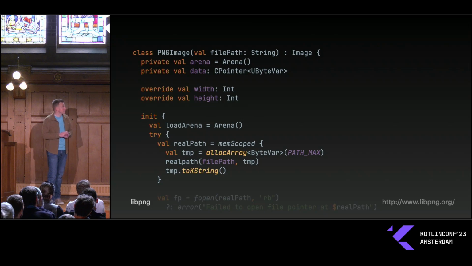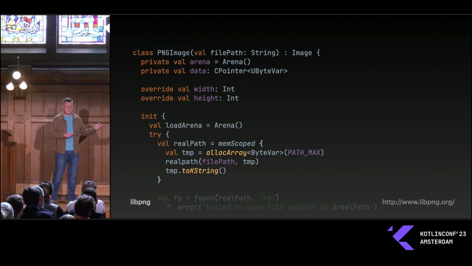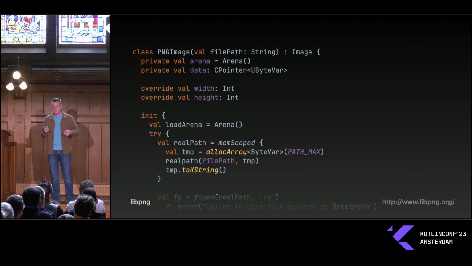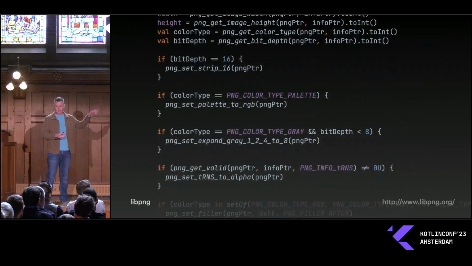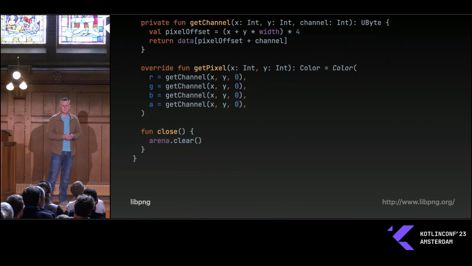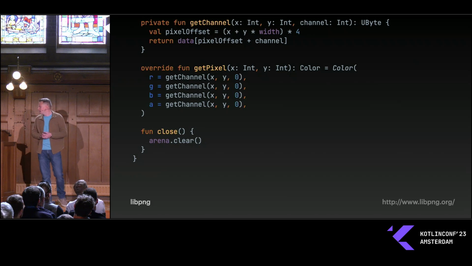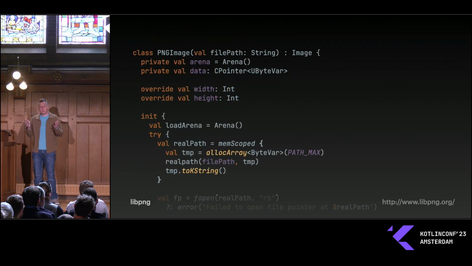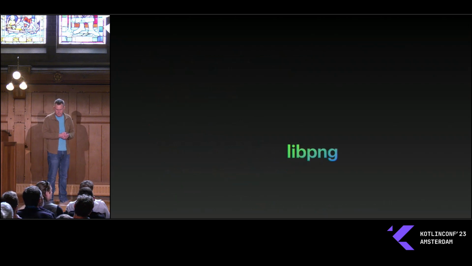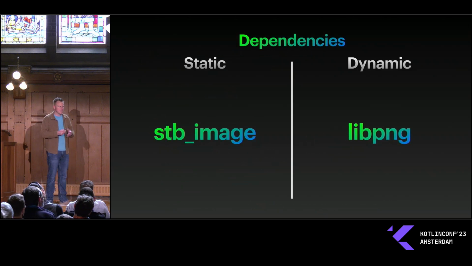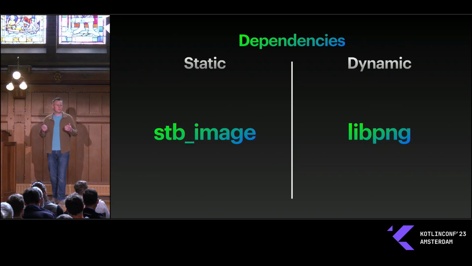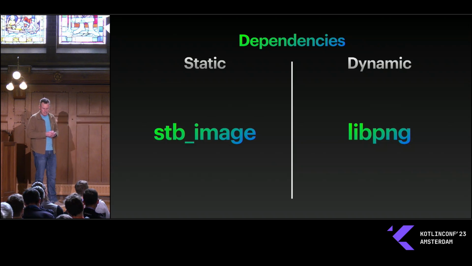That's it. This is the libPNG implementation. I'm not going line by line, because as I mentioned before, it's been around for like 100,000 years. It does almost everything, and it's a lot. But that's fine. It works. So that's the implementation there. So those are, for managing dependencies, two approaches in the native world.